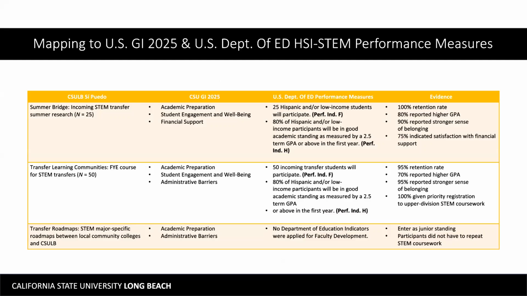You'll notice that in the left-hand side, the column contains 3 different transfer program activities, and to the right of that, we have listed the CSU GI 2025 goals that program satisfies. To the right of that, we have listed the U.S. Department of Education performance measures that are satisfied by that transfer program. And we have listed finally on the right-hand side, the evidence that satisfies both those goals from that particular program.